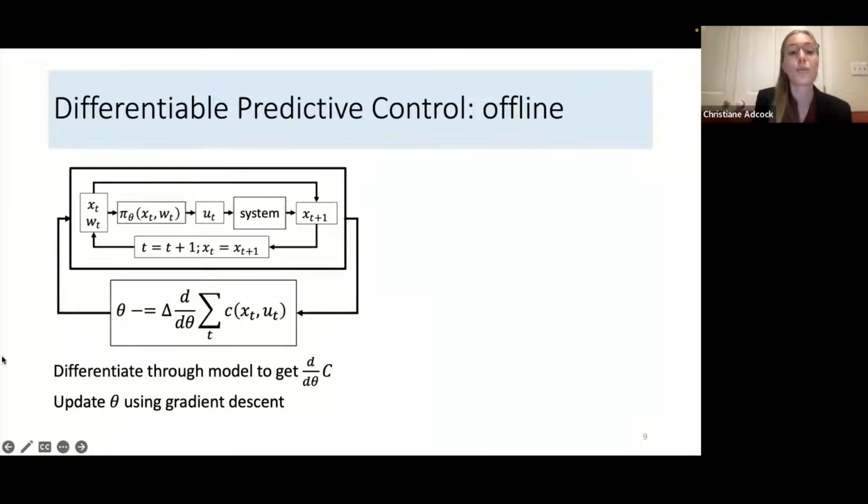You then take the derivative of that sum of powers with respect to the parameters of your policy. What this means is you're actually differentiating through this whole loop over and over again. So you're differentiating through your wake model. And then you take a gradient descent step to update what your policy parameters should be. And you do this repeatedly to train your model.